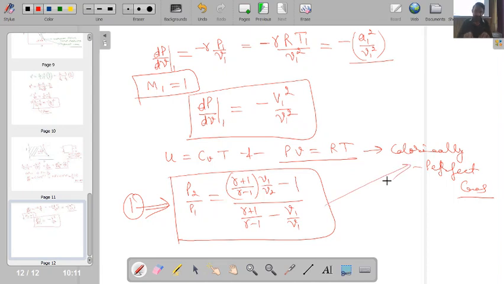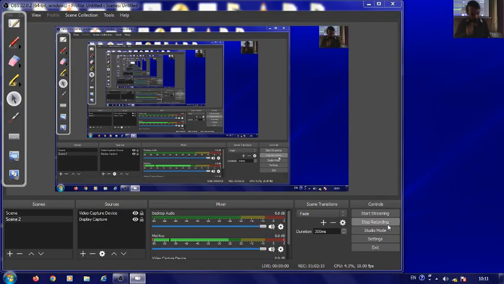So you can try the derivation of this on your own, because this requires only algebraic manipulations. If there are any doubts, I will see them in the next lecture. Okay, so now I will stop.